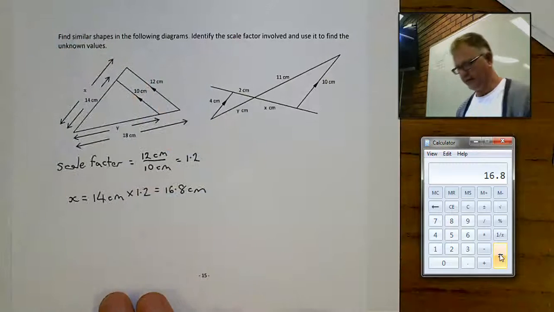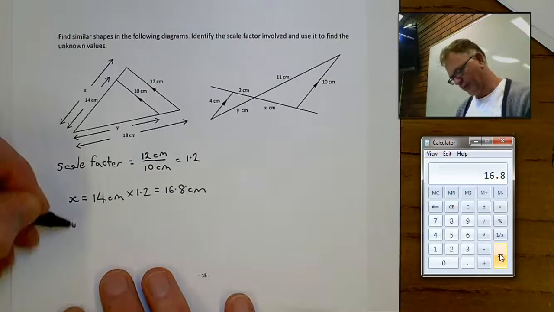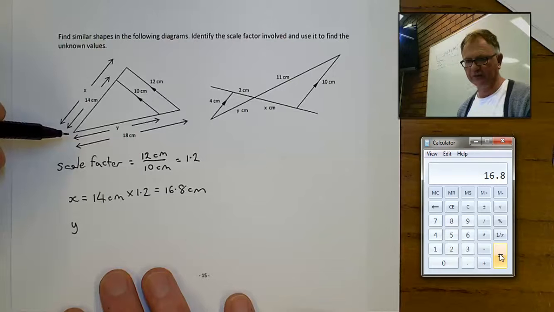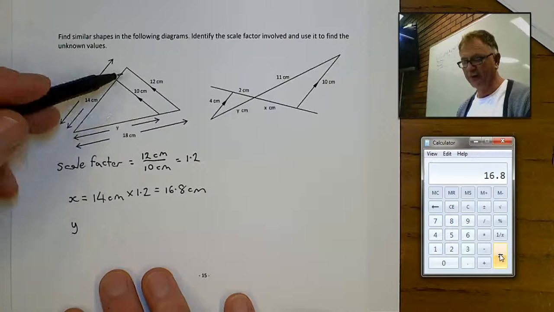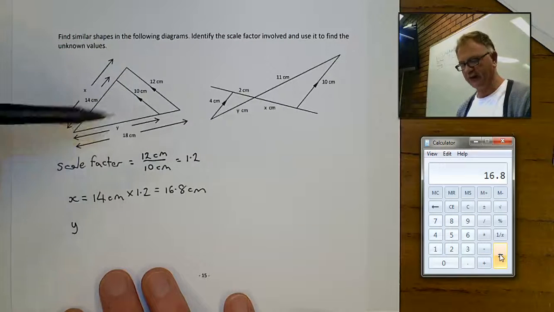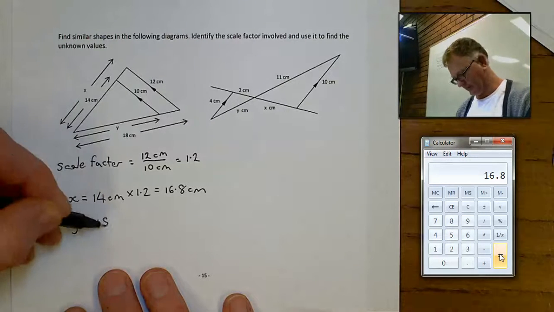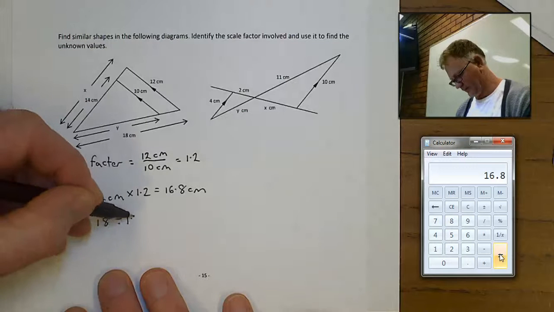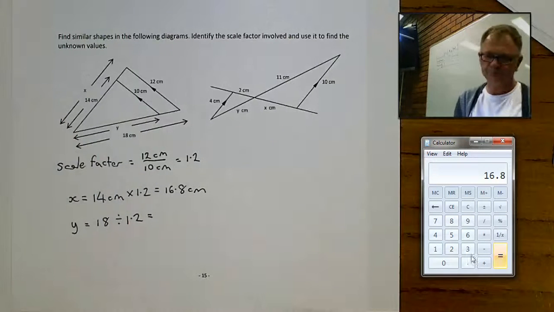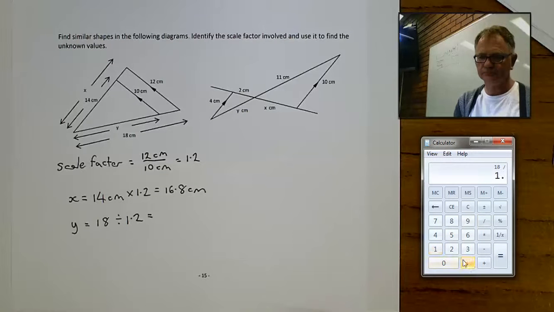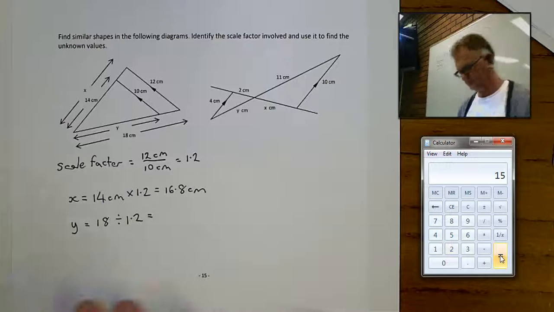Now I have to be a little bit careful with the next one because we want to find y, and y is on the smaller triangle. I'm not going to want to multiply it by 1.2. The larger triangle is 1.2 times the size of the smaller triangle, but now we've got a size on the large triangle, we're going to need to divide that by 1.2 to get the size back on the small triangle. .15 centimetres.